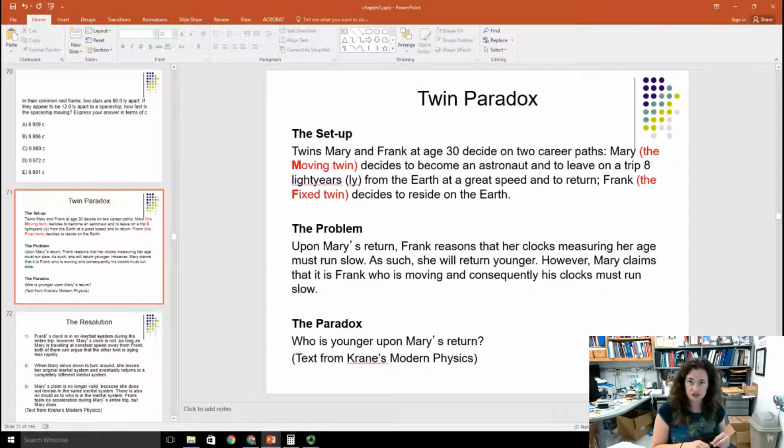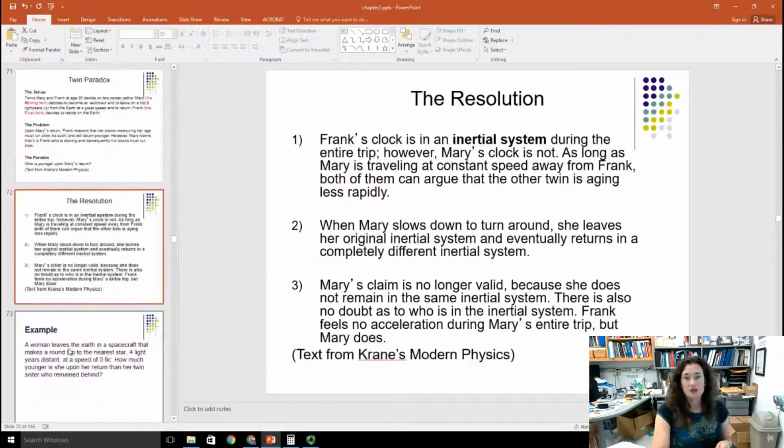Special relativity teaches us that all inertial frames should be equally valid. So here's a setup where it looks like there might not be two equally valid claims, because somebody, when they get back, has to be younger. Who is it? Here's the resolution.